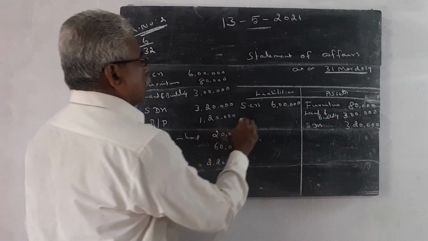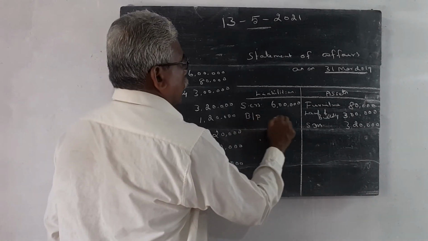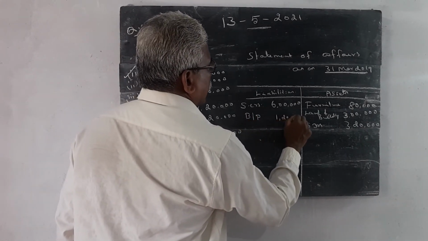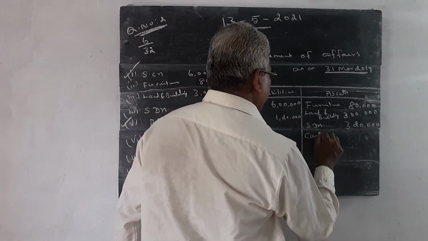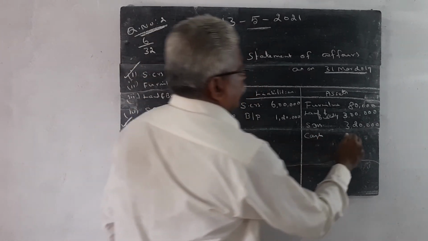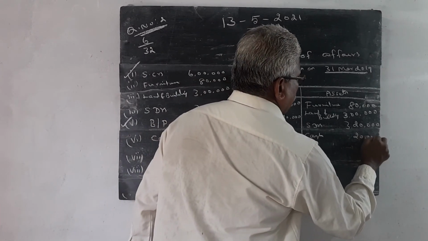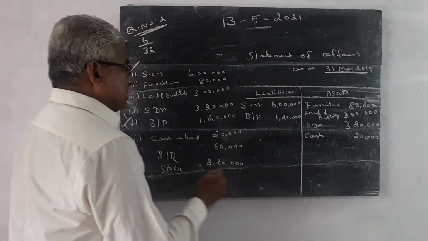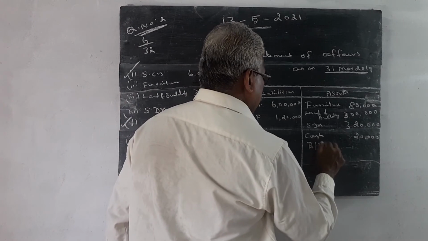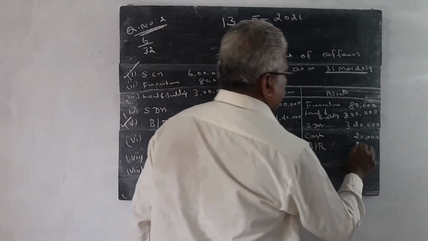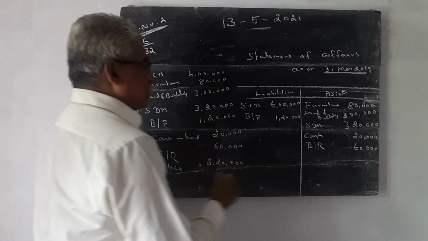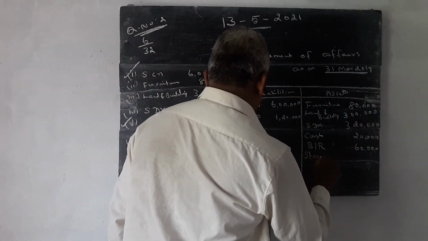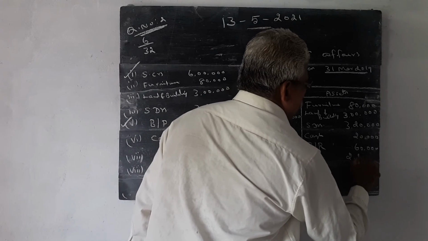Then bills payable comes this side. Bills payable 1,20,000. Then cash in hand 20,000. Then bills receivable is an asset. Bills receivable 60,000. Then stock 2,20,000.